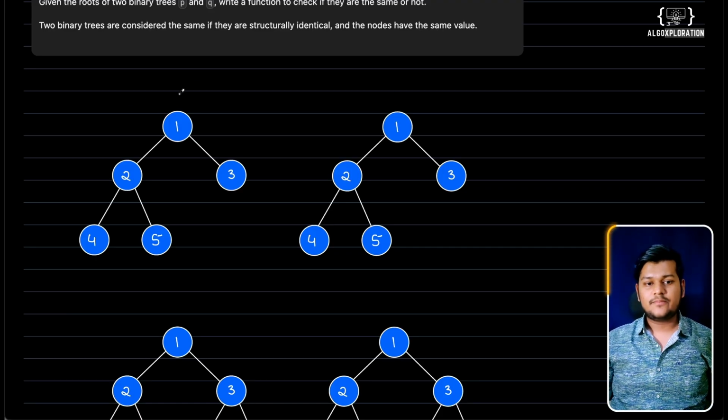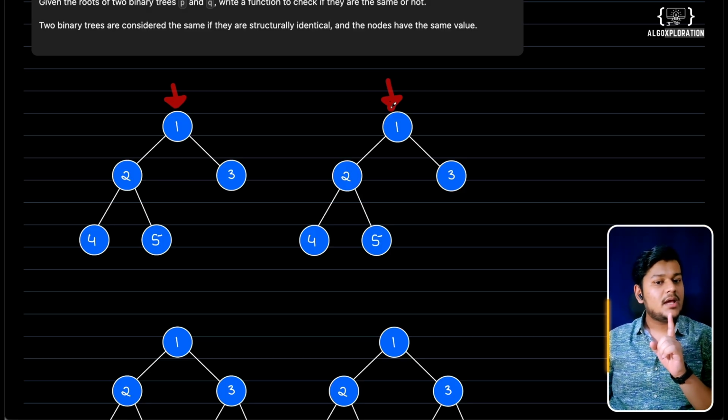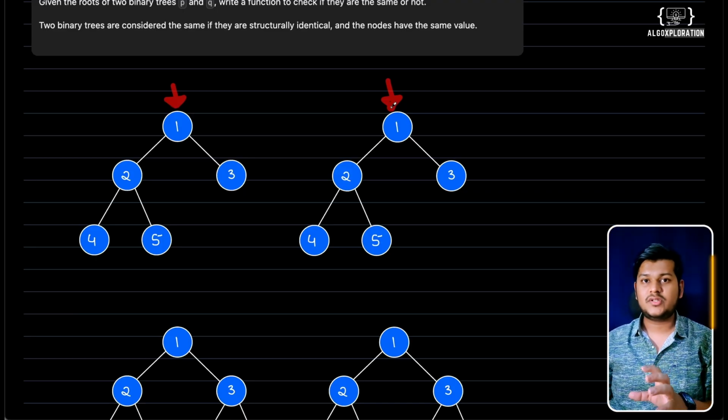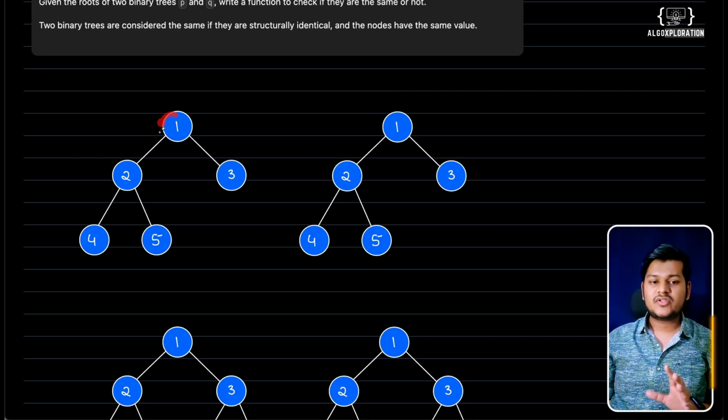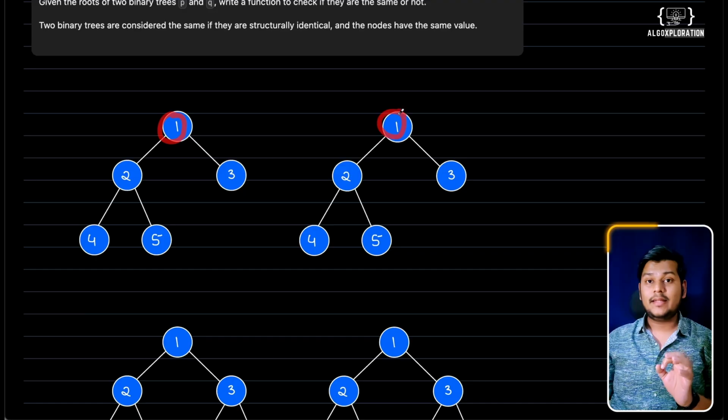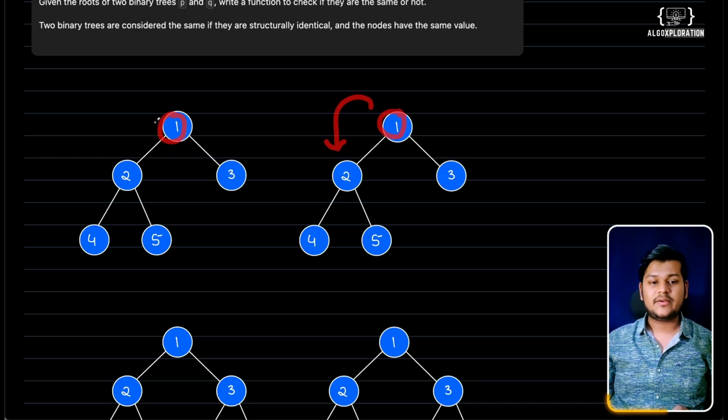Now the third case: if both are having the node, first of all we need to check whether the values are same or not. If the values are same, then I need to proceed. But if the values are not same, then I need to return false. That's it, you don't need to go further, because if the trees are not identical, I just need one violation. Now, if values are same, then I will go on the left hand side.